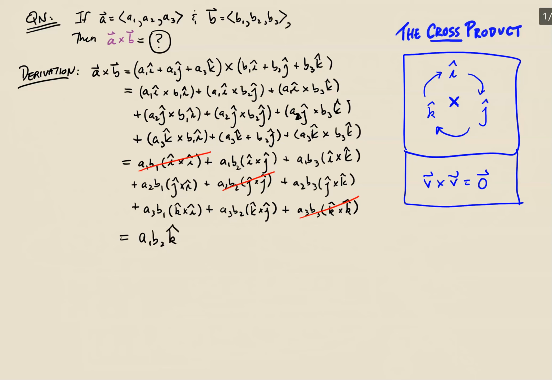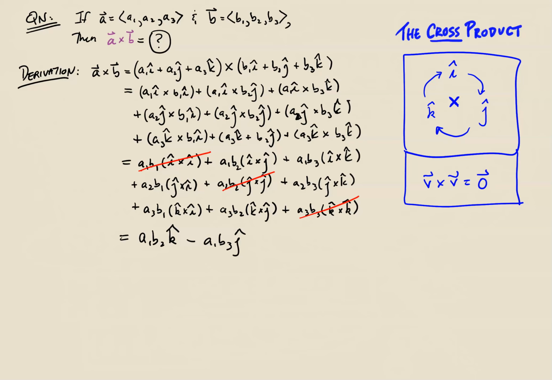And let's do one more of those. If we move to the next one, A1B3 times I cross K. Well, what's I cross K? We're going against the grain in this particular example. I cross K, that means we're going to get a negative J. So that means that next term becomes A1B3 times negative J. So why don't I just turn that into a minus J hat?